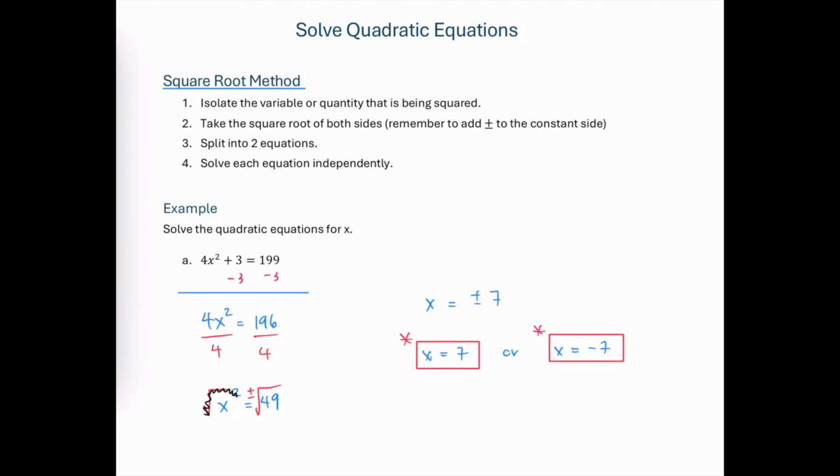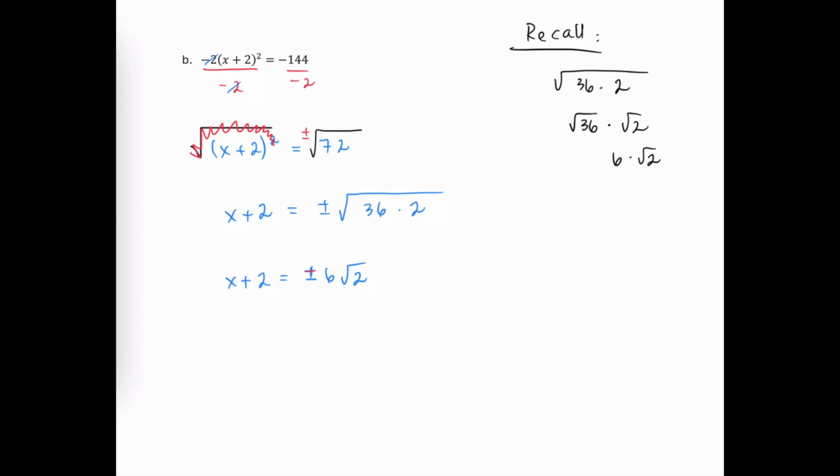Now, let's pop back up here to our steps to say that we've already isolated the variable and taken the square root of both sides, considering the plus minus on the constant side. Now, we have a little bit more work to do. We're going to split this into two separate equations to be sure that we're solving each of them correctly. Because of the fact that we have a plus or minus here, what that means is that x plus 2 could be equal to the positive 6 radical 2, but x plus 2 could also be equal to the negative 6 radical 2. So we took this equation and split it up into two equations.